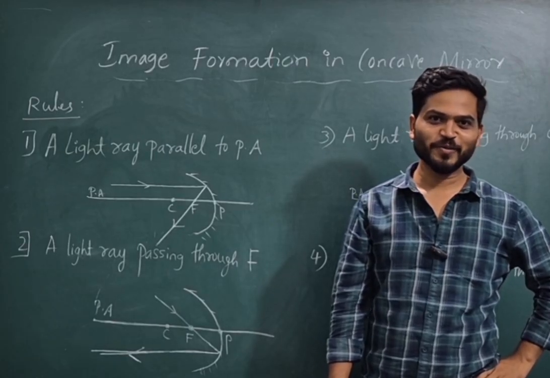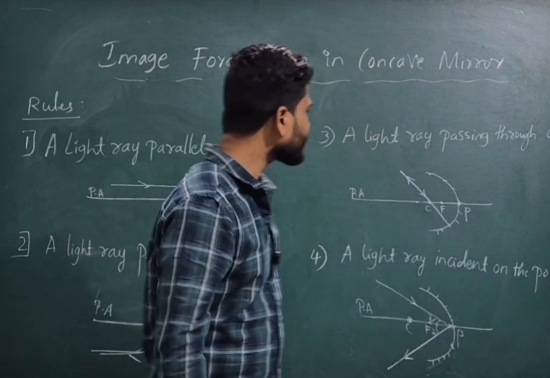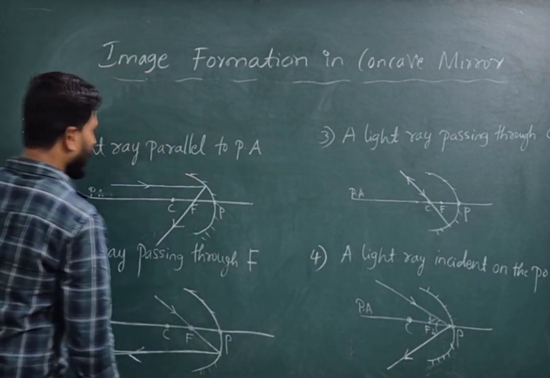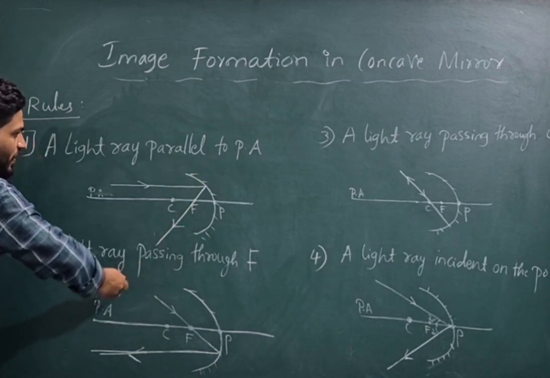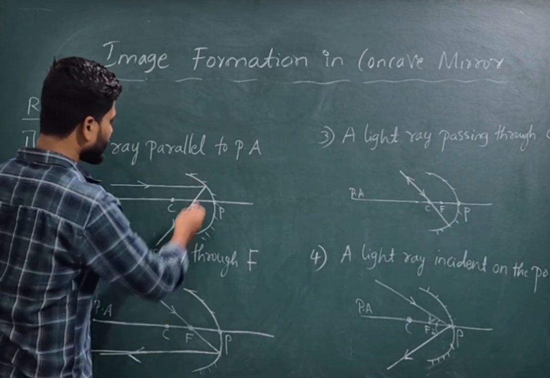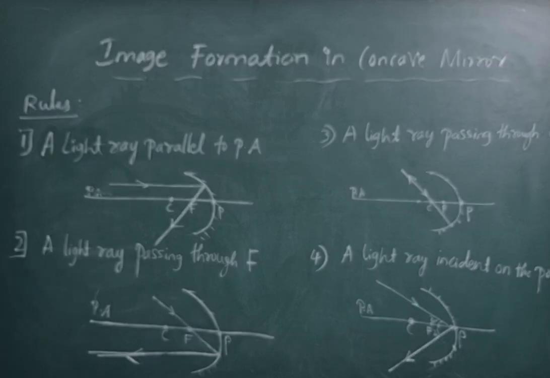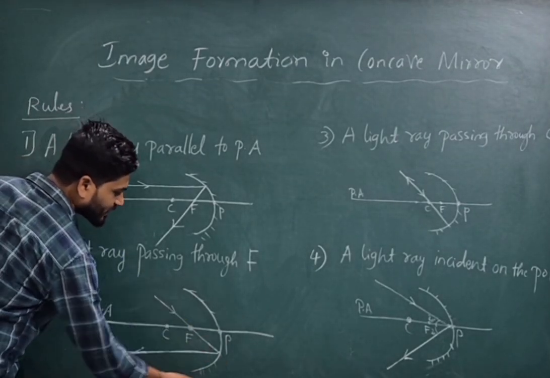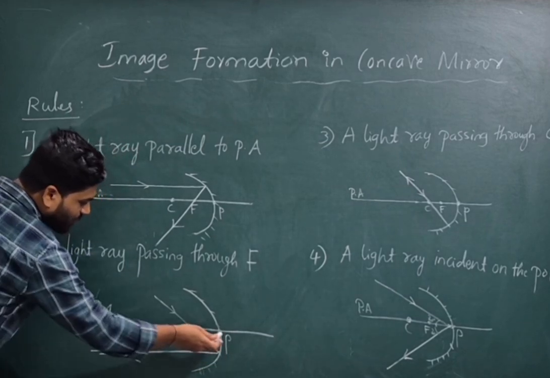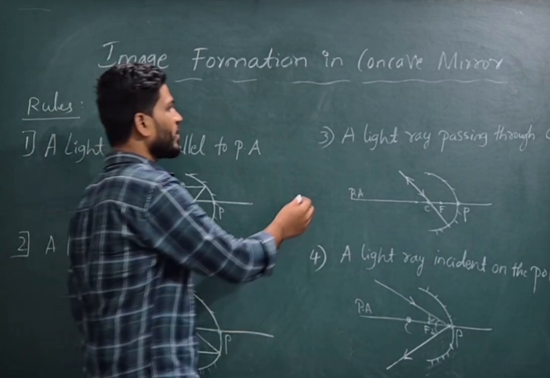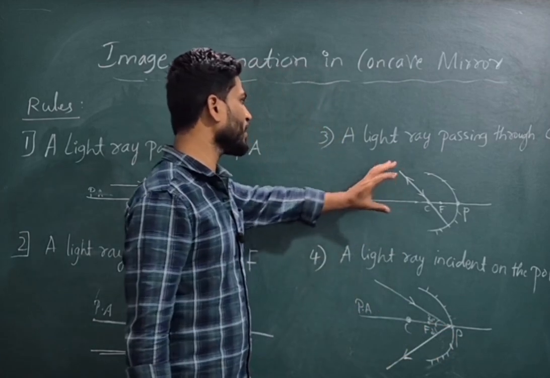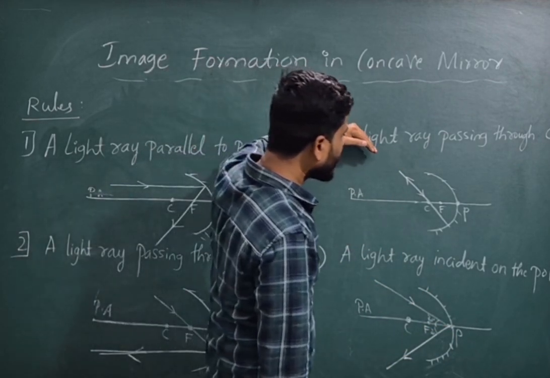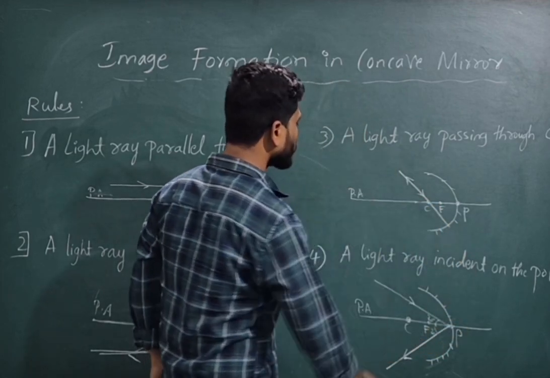Can we revise now, all of you? Yes, obviously. First one, a light ray parallel to the principal axis. After reflection, it will be passing through the principal focus. It will be going like this. Second one, when a light ray is passing through the principal focus, after hitting this reflecting surface, it will become parallel to the principal axis. Third one, a light ray passing through C. It's a special case. Nothing is going to happen here. Everything is quite normal. It will be going through C and again going back through C.